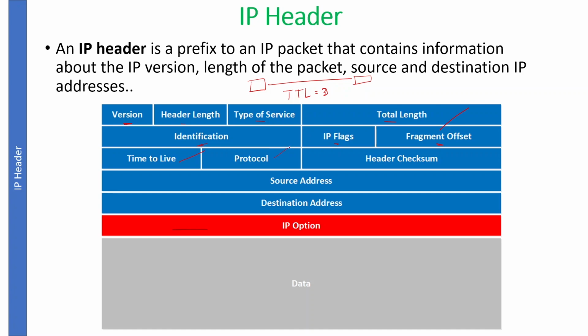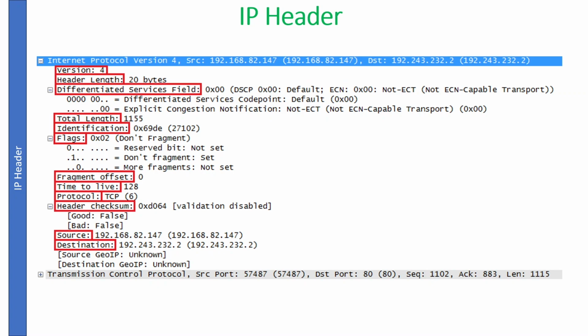Then we have the protocol: TCP, UDP, ICMP. After that the header checksum for error checking. Then the source address, our sending device address, then the destination device address, right? We'll discuss these one by one. So this is one example of the IPv4 header. You can see all the information which I mentioned available here.